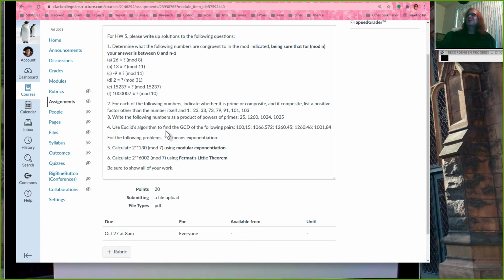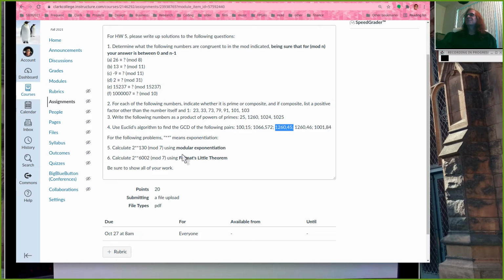Fourth one lets you practice Euclid's algorithm. So there's some pairs of integers. Use Euclid's algorithm to find the greatest common divisor of 10 and 15, or of 1066 and 572, or of 1260 and 45, and so on. This is going to be on the midterm next week, right? This is fair game for the midterm, yes. Okay. And then questions 5 and 6 are doing exponentiation using these tricks of modular arithmetic.